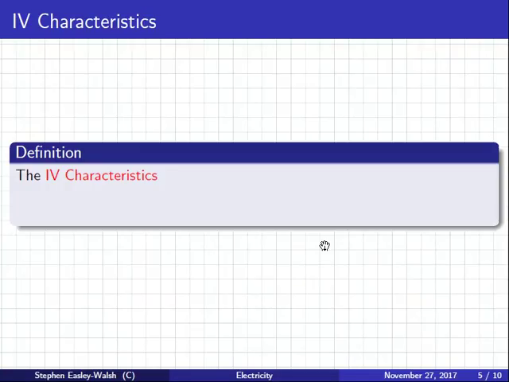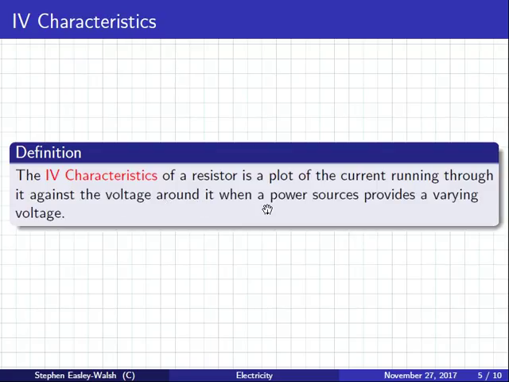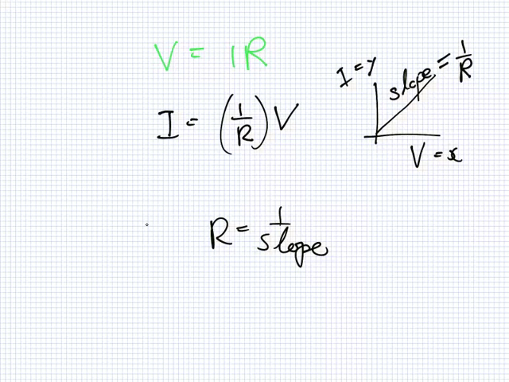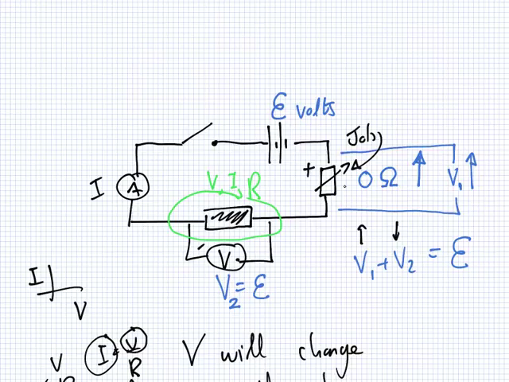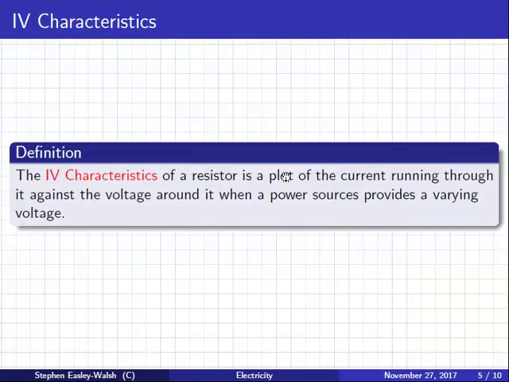This graph is very important in electricity. It's called the IV characteristics of a resistor. If you have a resistor, it's very important to know what this IV graph looks like, because it tells us something about the behavior of the resistor. The graph is simply a plot of the current running through it against the voltage around it, when a power source provides a change in voltage. In my picture here, the way we were able to change the voltage was by using a variable resistor. It's the easiest way to change it. So that's the IV characteristic graph.